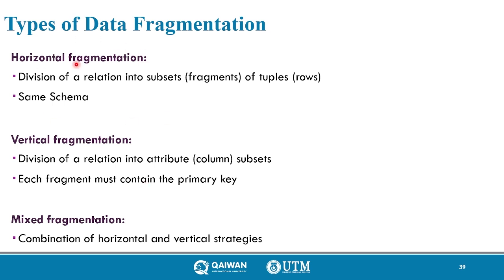Now, horizontal fragmentation, vertical fragmentation, or mixed fragmentation. Horizontal fragmentation is the division of a relation into subsets or fragments of tuples, or rows, with the same schema. Vertical fragmentation is the division of a relation into attribute, or column, subsets. Each fragment must contain the primary key. How about the last one, the mix of both horizontal and vertical? It would be a combination of horizontal and vertical strategy.